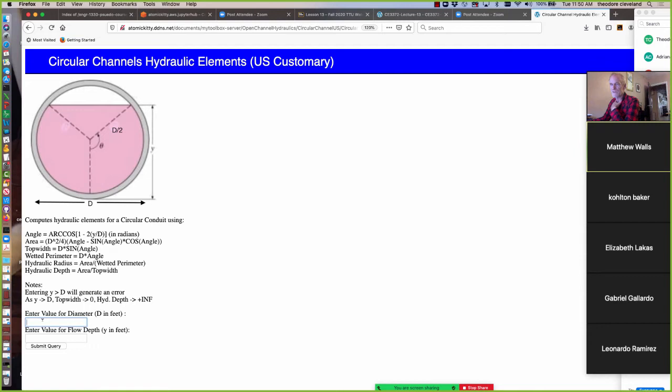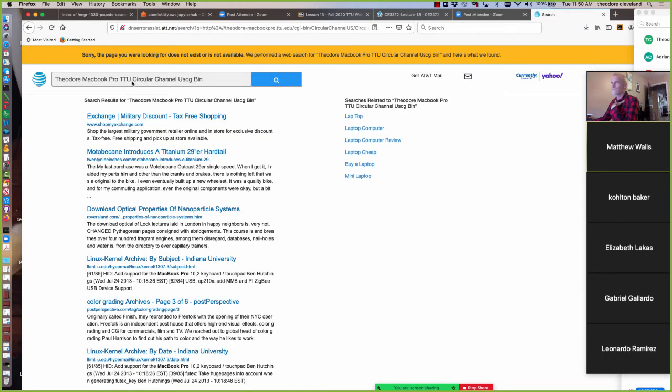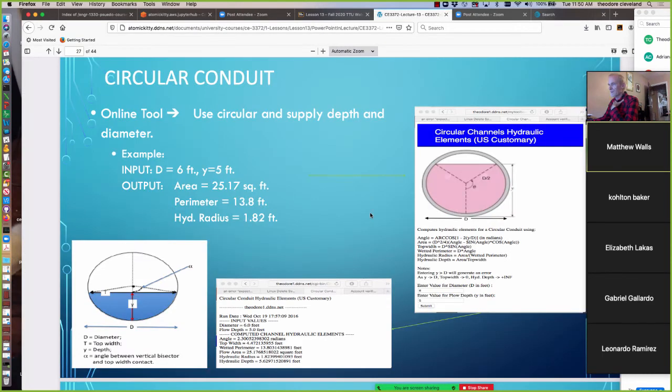In this case, you would enter a diameter. You can enter a depth, hit submit, and you'll get the same error message. I will get that fixed. But if we'd entered a 6 and a 5, it would have computed the top width, the angle alpha, the wetted perimeter, the flow area, hydraulic radius, and hydraulic depth.